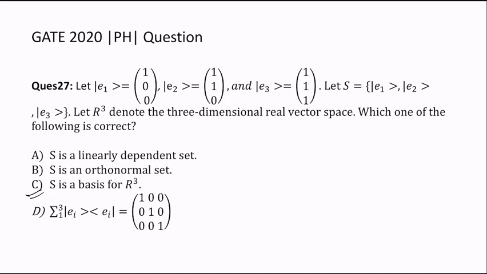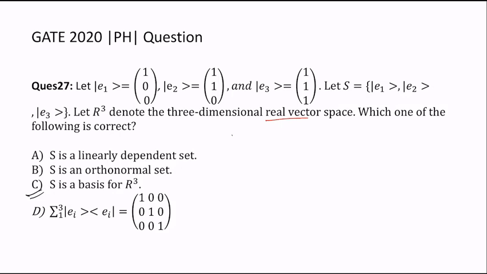Hello everyone. In this video we are going to solve question number 27 of GATE 2020 physics paper. The question is, let us have three vectors e1, e2, e3 which belong to some three-dimensional real vector space, and then we have to find which one of the following options is correct.